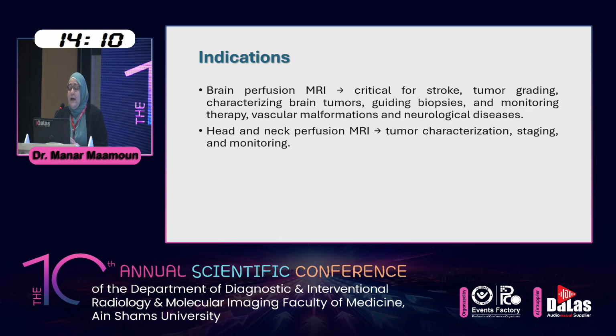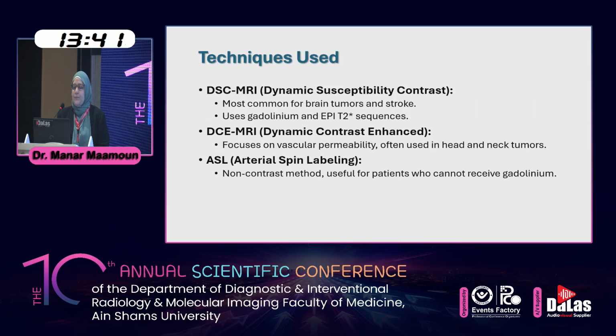Brain perfusion has many indications. It's critical for stroke imaging. We use it for tumors, for initial diagnosis, characterization, grading, and follow-up. It can guide biopsy by identifying the more hyperperfused areas within the tumor. It has a very important role in vascular malformations and neurodegenerative diseases. In head and neck, perfusion has an important role in tissue characterization, staging of tumors, and monitoring.